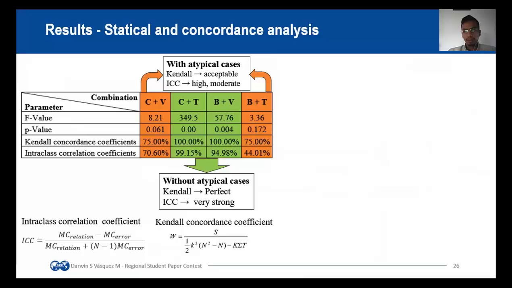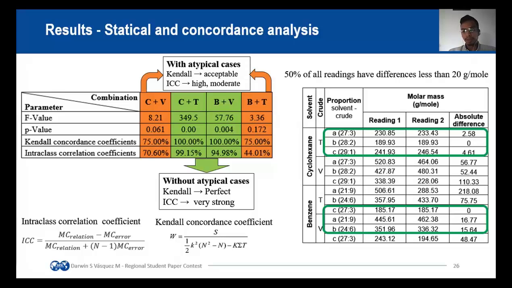The Kendall concordance coefficients of analysis of variance influenced by outliers are acceptable, and the intraclass correlation coefficients are high and moderate. The ANOVA without outliers gets perfect and very strong concordance. Regarding the difference between replicas, 50% of all readings have a difference less than 20 grams per mole, as you can see on the right side.